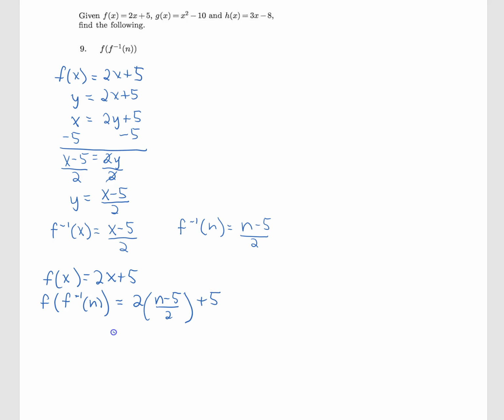Okay, so evaluating this out, our 2's cancel out and we're left with n minus 5. And again, negative 5 plus 5 cancels out, and so we're left with n. And our answer is that f of the inverse of f of n equals n. And that's the answer to question 9.